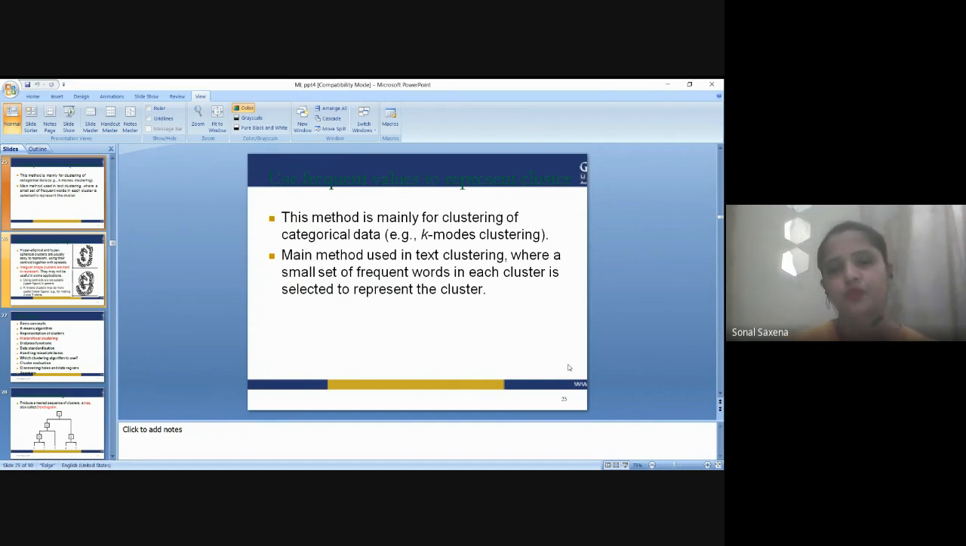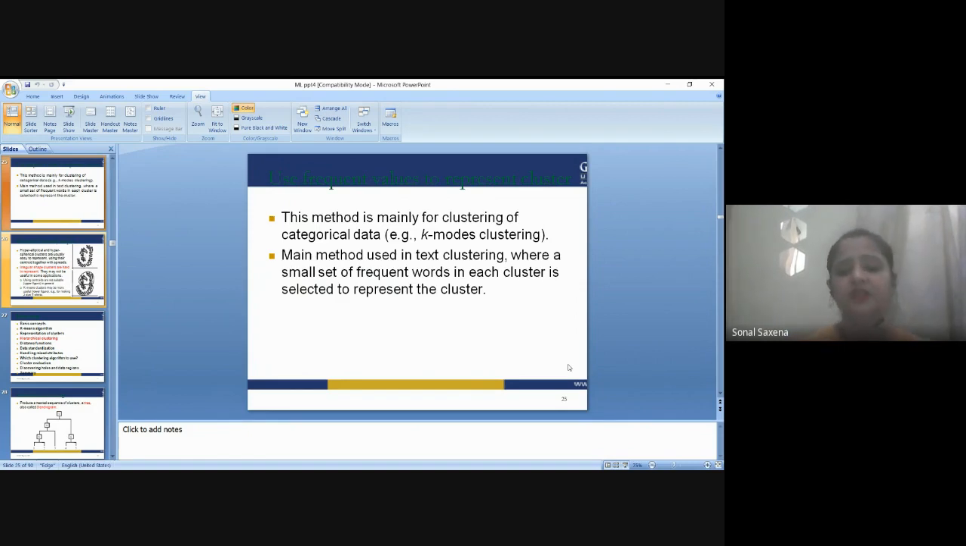So this method is suitable when we want to categorize something, like email spam, identifying whether a mail is spam or not. In such a case, using the content of the text, we can identify that this particular mail is of spam nature, and this particular mail doesn't belong to spam. So the main method used in text clustering is where a small set of frequent words in each cluster is selected to represent the cluster.